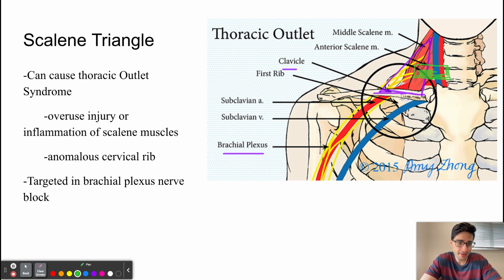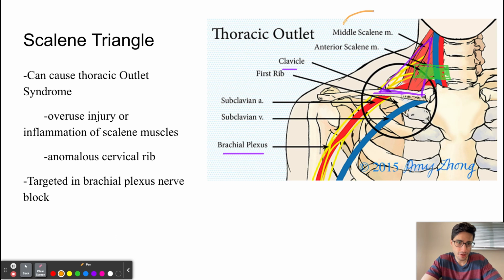Imagine that this green thing that I'm drawing right now is a cervical rib. So if someone has a cervical rib, then this cervical rib can actually compress and inflame the brachial plexus, resulting in symptoms of pain and tingling. Now, this patient is experiencing those symptoms when she puts on a backpack.